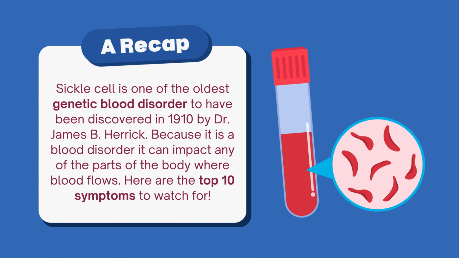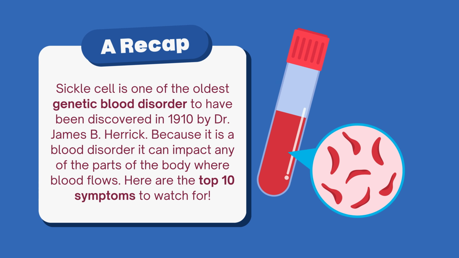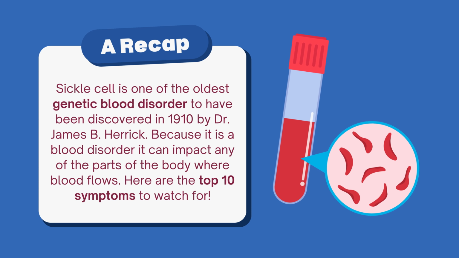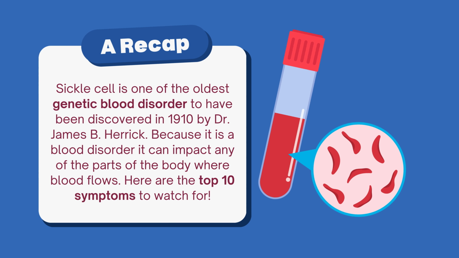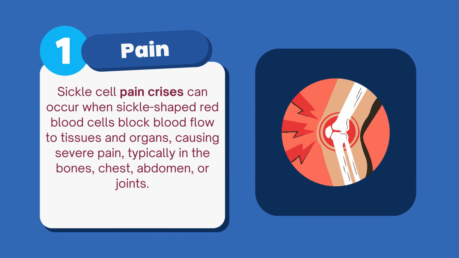Now let's recap what we already know. Sickle cell is one of the oldest genetic blood disorders to have been discovered, in 1910 by Dr. James B. Herrick. Because it's a blood disorder that can impact any part of the body where blood flows, here are the top 10 symptoms to watch for.